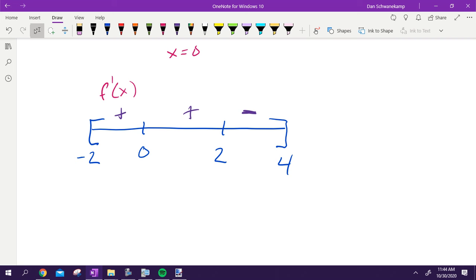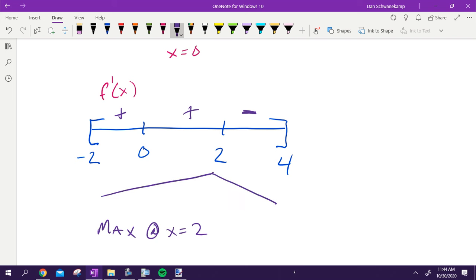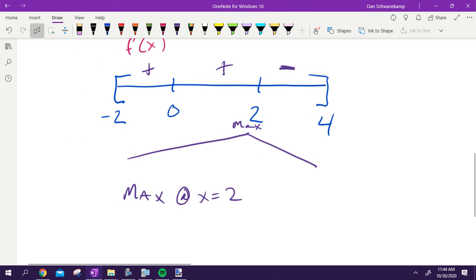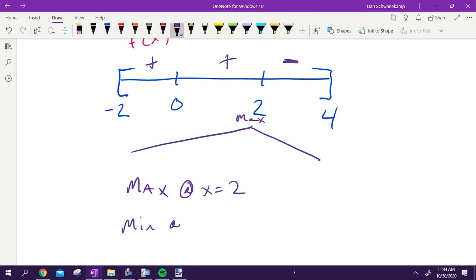Show me with your fingers. Where is your maximum going to be? Good. We have a maximum at x is equal to 2. Okay, f prime is positive, and then f prime is negative. That makes this right here a maximum. Where am I going to have a minimum then? I do. In fact, I have 2 minimums. Where are my minimums? At x is equal to negative 2 and 4, because you have some value and then your slope is positive after it.